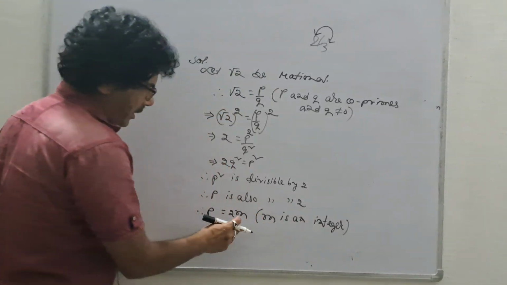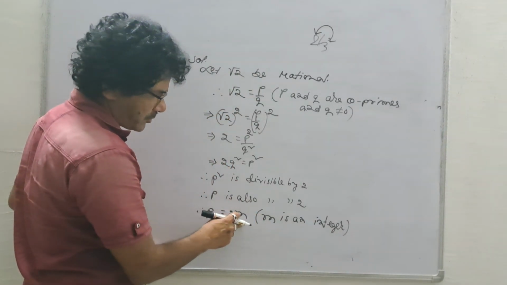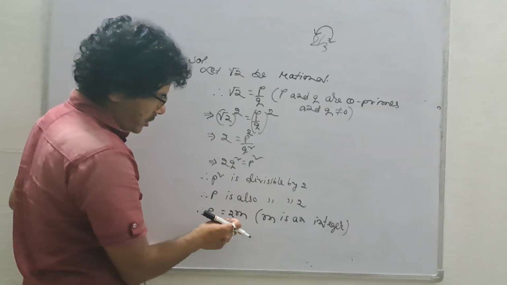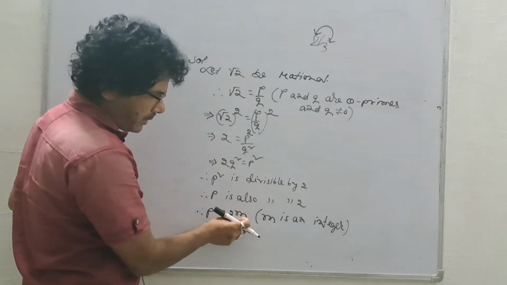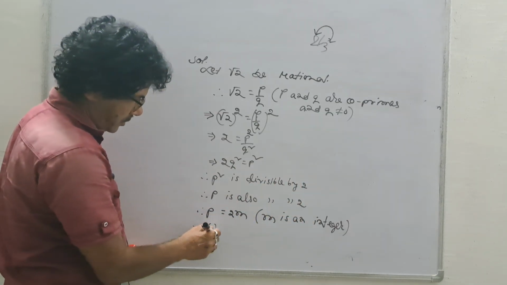M is a 2m form. M value 1, then 2; M value 2, then 4; M value minus 1, then minus 2; minus 2, then minus 4. Ultimately, since p is also divisible by 2, p can be written in the form 2m, and m is an integer here. Now, p squared.